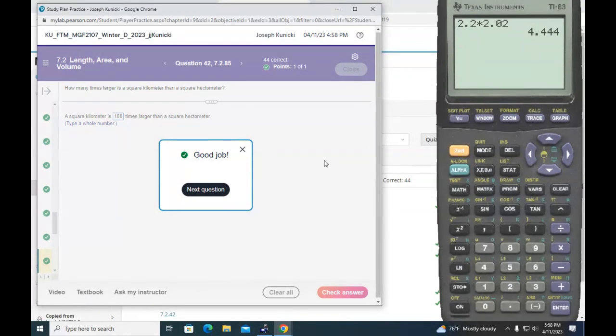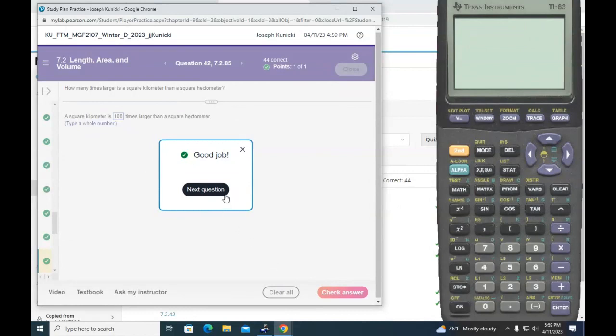You have 1 kilometer equals 10 hectometers. So if I square both sides, I get 1 kilometer squared, right? Because the 1 squared is 1 kilometer squared, and 10 squared is 100 hectometers squared. So 1 square kilometer equals 100 square hectometers, right?